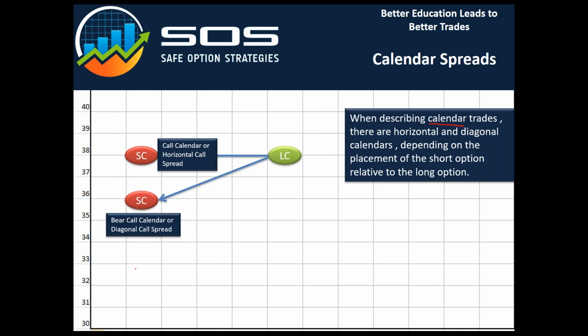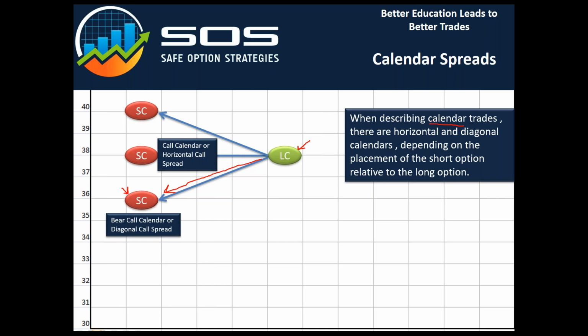The easy way to remember it is draw the arrow from your long option to your short option, and if the arrow is moving down, what is a down market called? A bearish market, right? A down market is called a bearish market. So whether it's calls or puts, if the short option is at a lower strike price than your long option, you're in a bear calendar spread. You could call it a bear call calendar. You could call it a diagonal spread. Either one works.